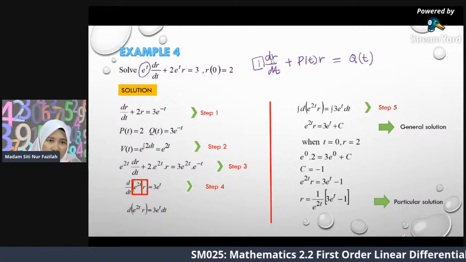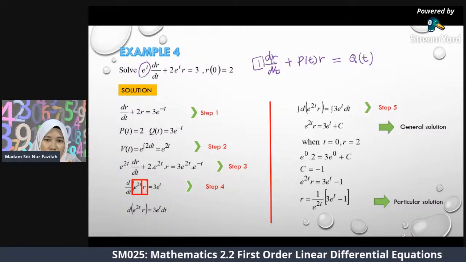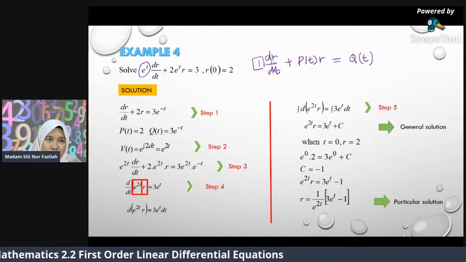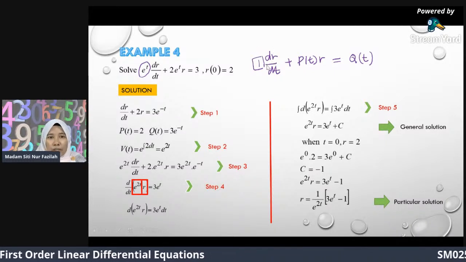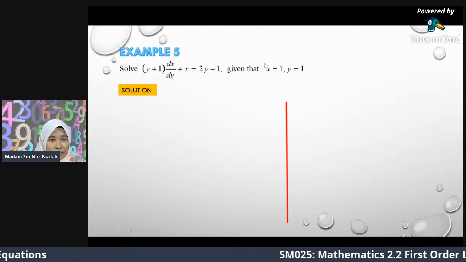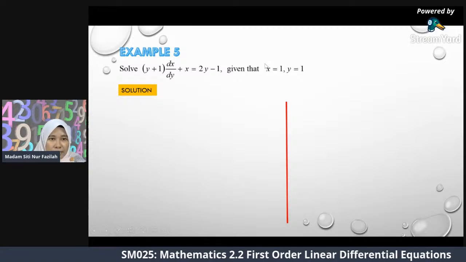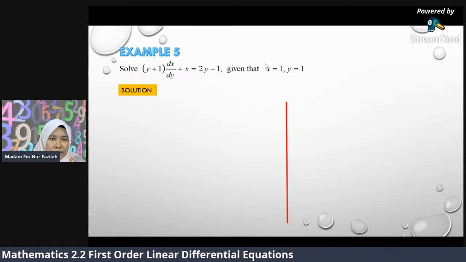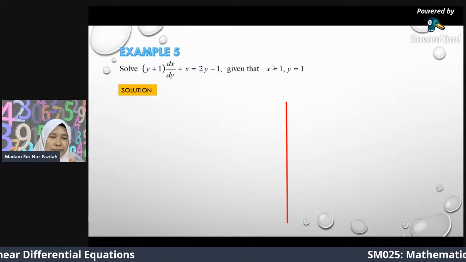Example 4 also has a condition, so we need to find the particular solution. Next, example 5. Solve (y + 1) dy/dx + x = y - 1, given that x = 1, y = 1.